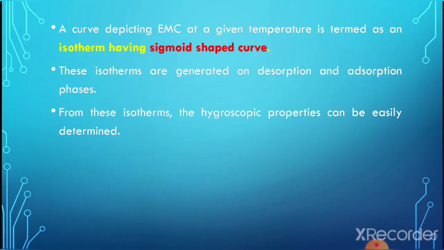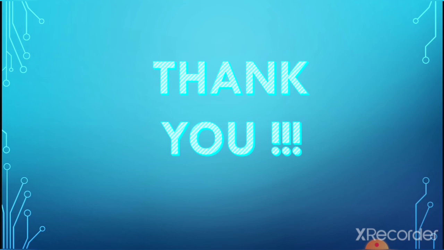A curve depicting EMC at a given temperature is termed an isotherm, having a sigmoid shaped curve. These isotherms are generated in the desorption and adsorption phases. From these isotherms, the hygroscopic properties can be easily determined.